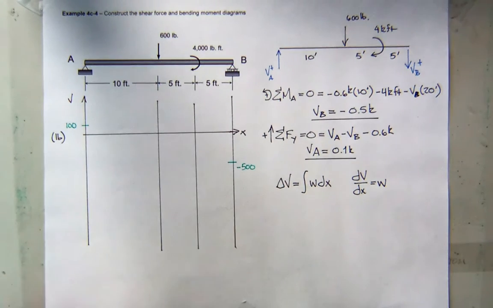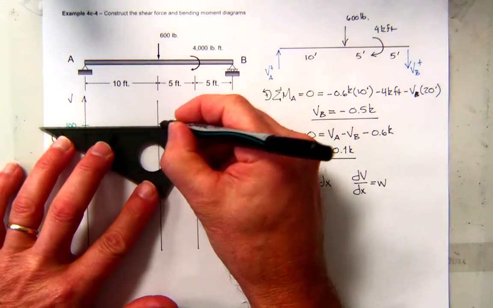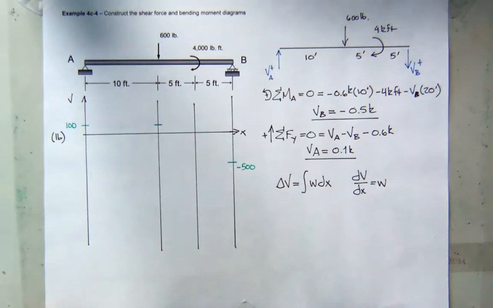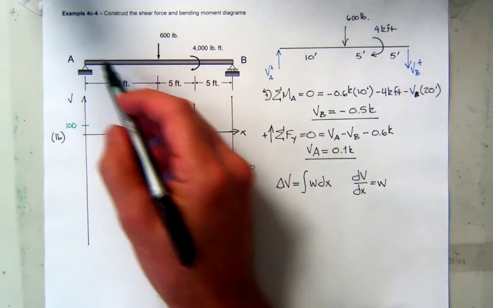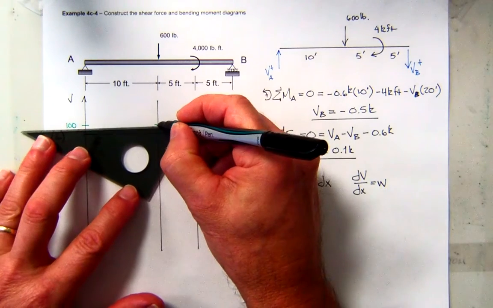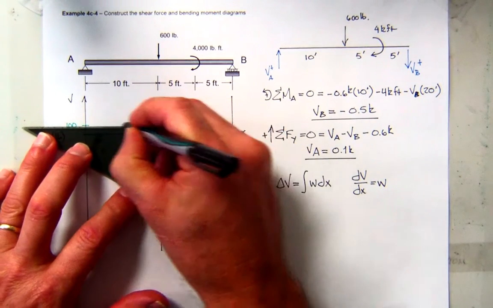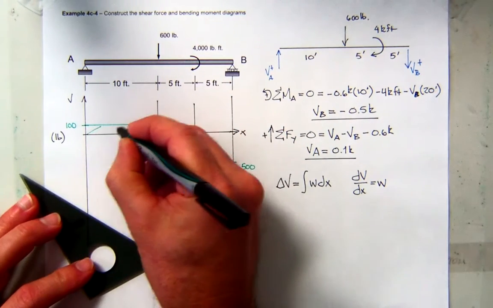So if I started at 100 pounds, I'm going to stay at 100 pounds. And the slope of that diagram is given by the load, and the load is 0. So that's a horizontal curve. So the shear is constant over the first 10 feet.